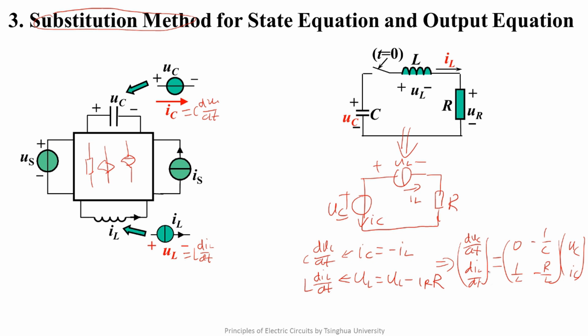As for the output equation, if we set UR as the output, for example, for such a substituted resistive circuit, it's very convenient to write out that UR equals R times IL. It has realized the output equation.